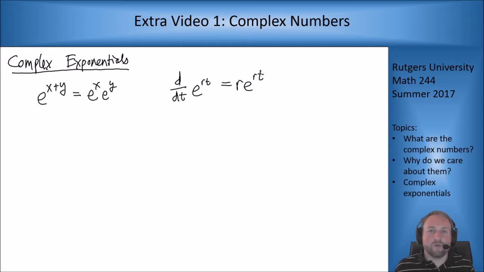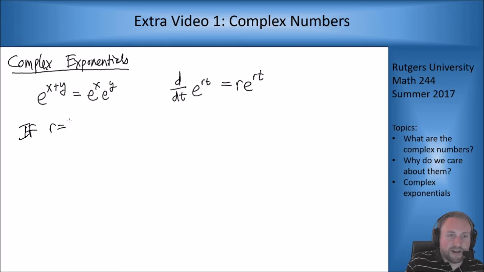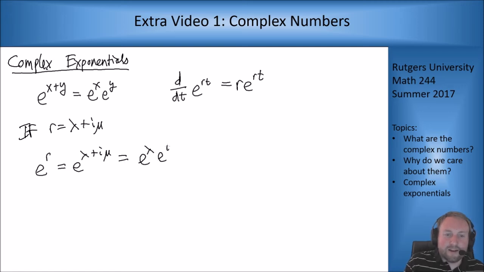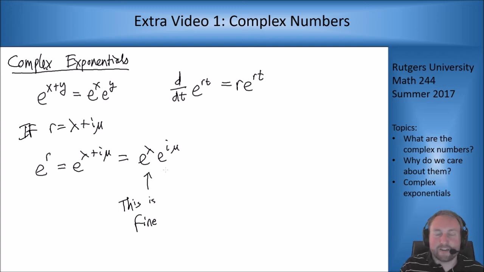But now what I want to look at is what happens to the exponential of a complex number. So if I take r to be lambda plus i mu, so I have a complex number r, then if I look at e to the r, what is that? That is just e to the lambda plus i mu. And using our first rule, I can split this up: e to the lambda times e to the i mu. This one we know about. This is fine. It's e to a purely real number. We can take that. That's just some value that we know. The question is, what is this?